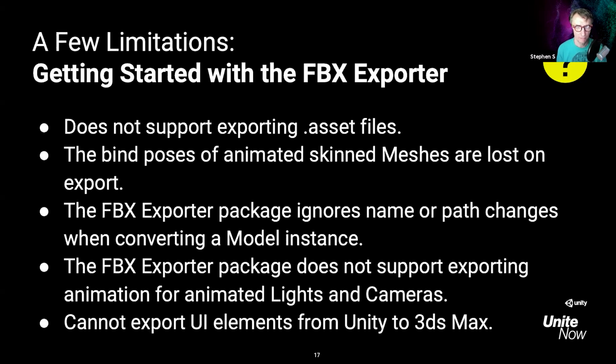The other thing is the bind poses of animated skin meshes are lost on export. So if you have any rigged characters and you export them back from Unity to 3ds Max, the bind poses are going to be lost on that export. Also, the FBX exporter package ignores name and path changes when converting a model instance. So just make sure that you keep the name and the path the same. Have that all set up before you use the FBX exporter to move it to 3ds Max.